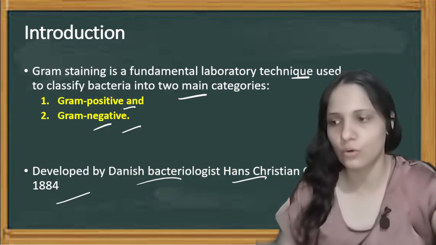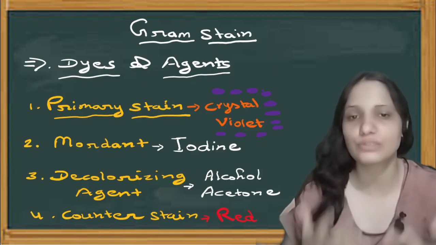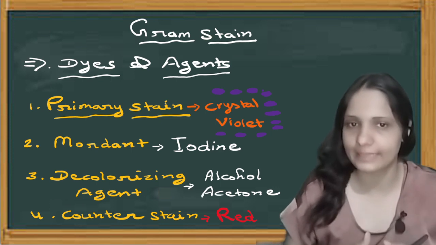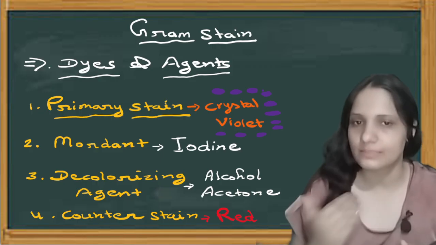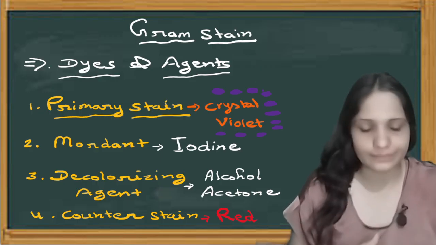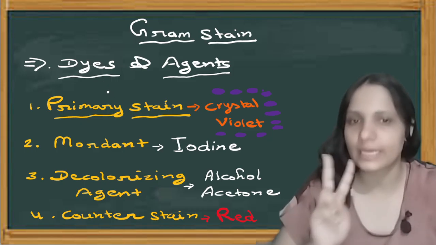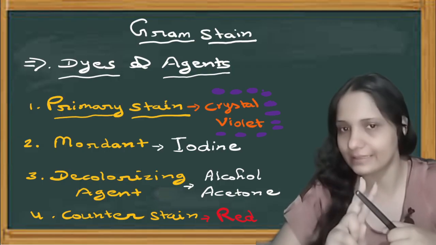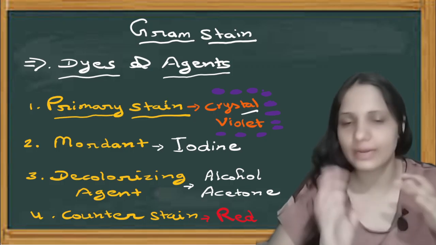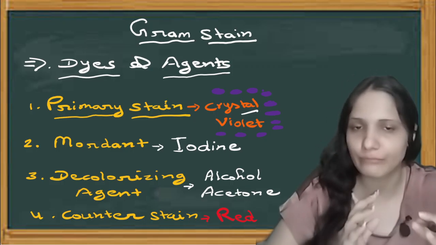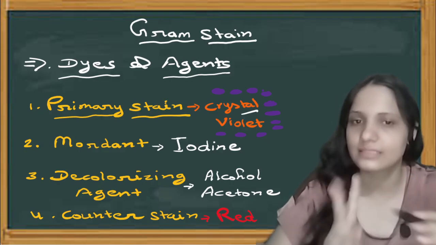Let's first study the materials, the agents which we use when we perform the gram staining technique in our labs. First, dyes and agents. Here we use two types of dye: number one, primary dye, number two, secondary dye. The primary dye is crystal violet. Whenever you study gram staining, you have to remember the names of the primary stain and the secondary stain.